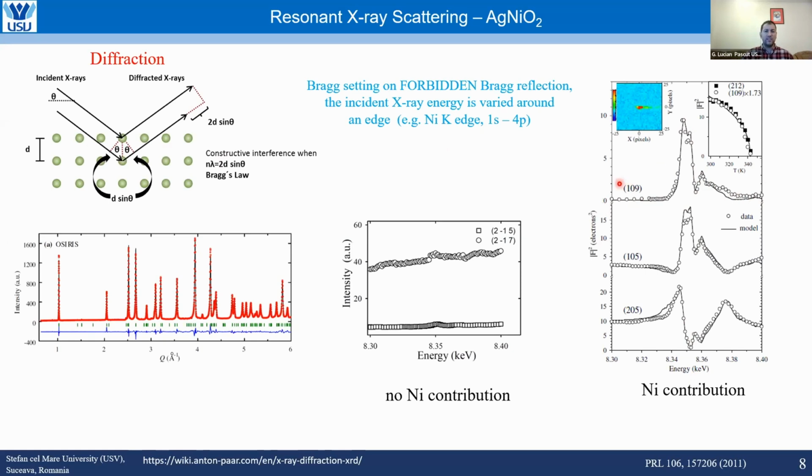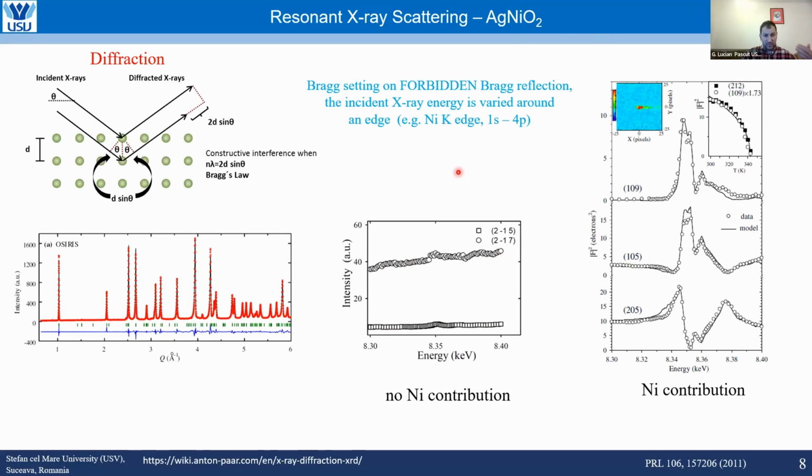We also have other reflections, like 105 and 205 here, which are finite at energies away from the resonance, but once you cross the resonance, you have some change in the intensity. Of course, if we look at the reflections which have no nickel contribution, since we change the energy to probe this transition or this edge, these reflections are basically energy independent. So this is how you do this kind of experiment.